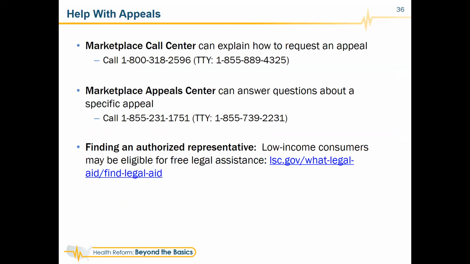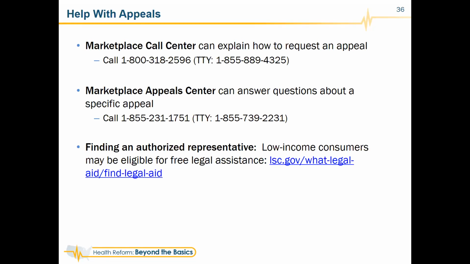So just to sum up, and then we should have time to get to some questions. Here are a couple of resources for getting help with appeals. Individuals can call the call center to get information about the process, get some of those web links we talked about, and also understand what grounds they're eligible to appeal. The Marketplace Appeals Center can also answer questions about a specific appeal. So this isn't a general information line, but once a consumer has filed an appeal, they can call the Appeals Center to see if their appeal was received, to see what the next steps are, to get information about timing and other information.